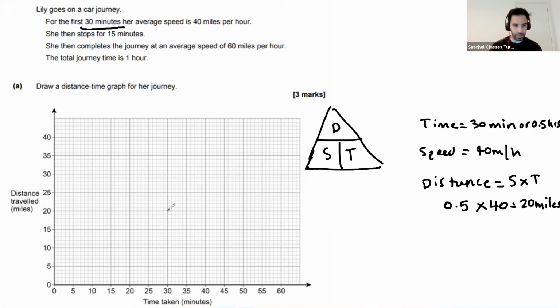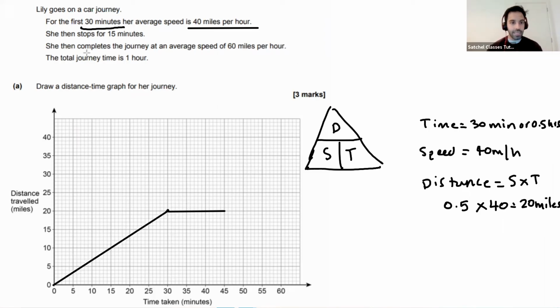So this is our first point that we need to plot, and then we join a line over here. And that would make sense, because if the speed is 40 miles per hour, that means in half an hour she should cover 20 miles. And that's exactly what we have here. In half an hour, she's covered 20 miles. And then it says she stops for 15 minutes. So again, we need to draw a stationary line here. So that's 5, 10, 15 minutes over here.